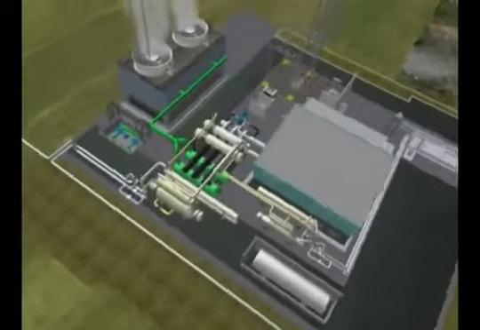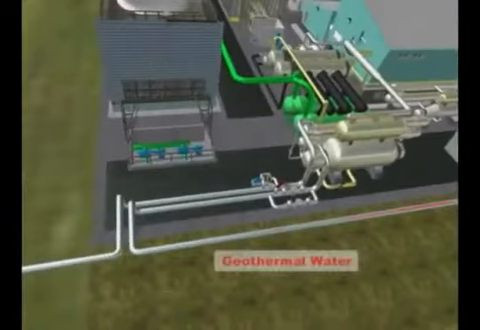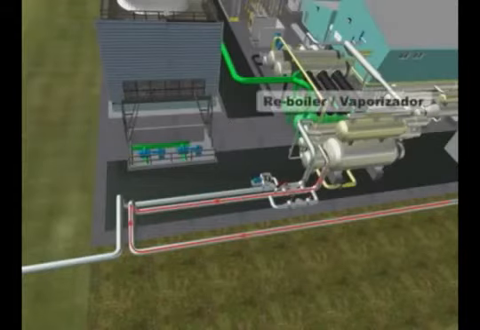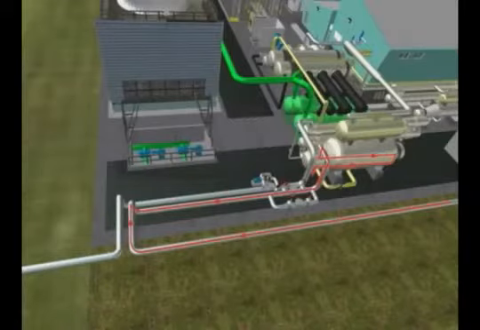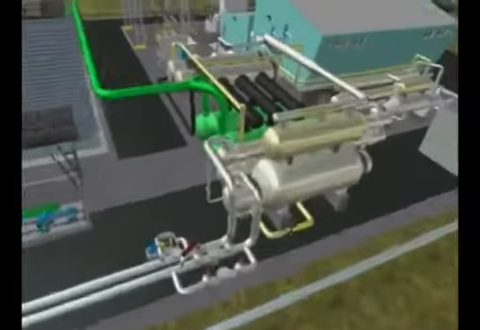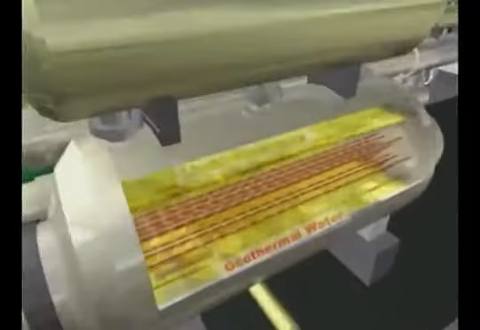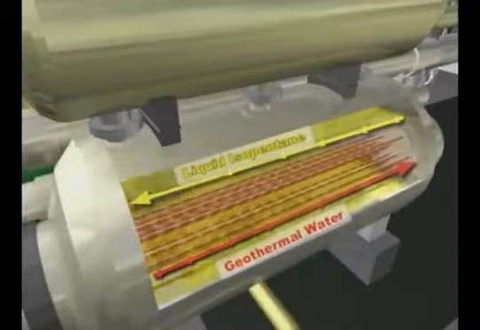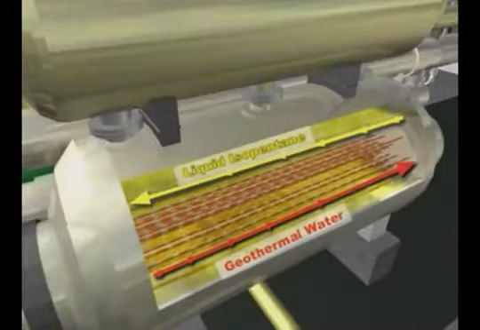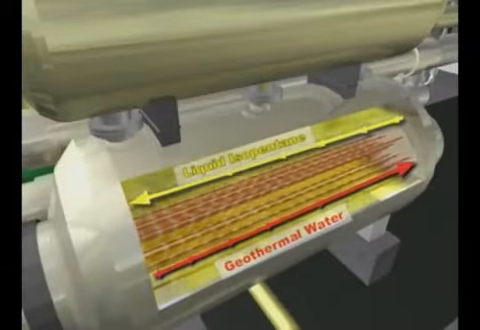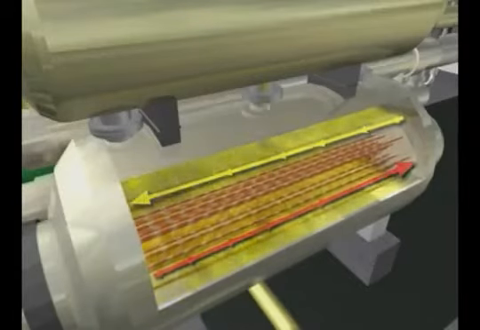The hot geothermal water from the wells enters the heat exchanger into a vessel called the reboiler or vaporizer at a temperature of 180 degrees centigrade. In its course through the plant equipment to the reinjection system, the water transfers heat energy to the isopentane, which enters the heat exchanger in the opposite direction to that of the geothermal water.